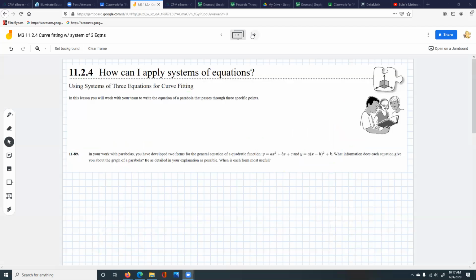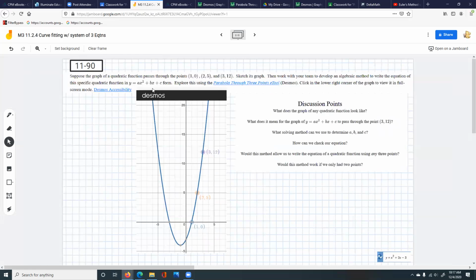Next slide. Okay, 90. Suppose the graph of a quadratic function passes through the points 1, 0, 2, 5, and 3, 12. Sketch its graph. Then work with your team to develop an algebraic method to write the equation of the function in y equals ax squared plus bx plus c form. Use the parabola through 3 points tool. If you have your book open, you can click on this link and it will take you to Desmos, right? This parabola through 3 points tool.